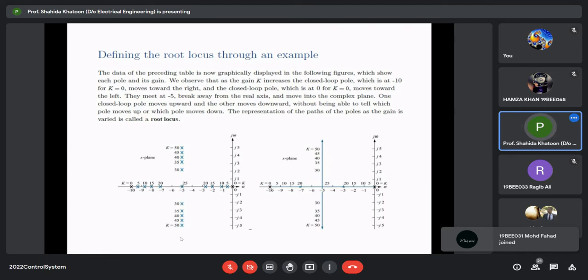Okay, one closed loop pole moves upwards and the other closed loop pole moves downwards, without being able to tell which pole moves upwards and which pole moves downwards. The representation of the path of the pole as the gain is varied is called the root locus, right? Like this. Pictorially, we have shown like this. The root locus starts from sigma equal to 0 and sigma equal to minus 10. So they start like this, and then one branch proceeds towards positive J omega axis, the other branch proceeds towards the negative J omega axis. You can draw this diagram in your notebook.